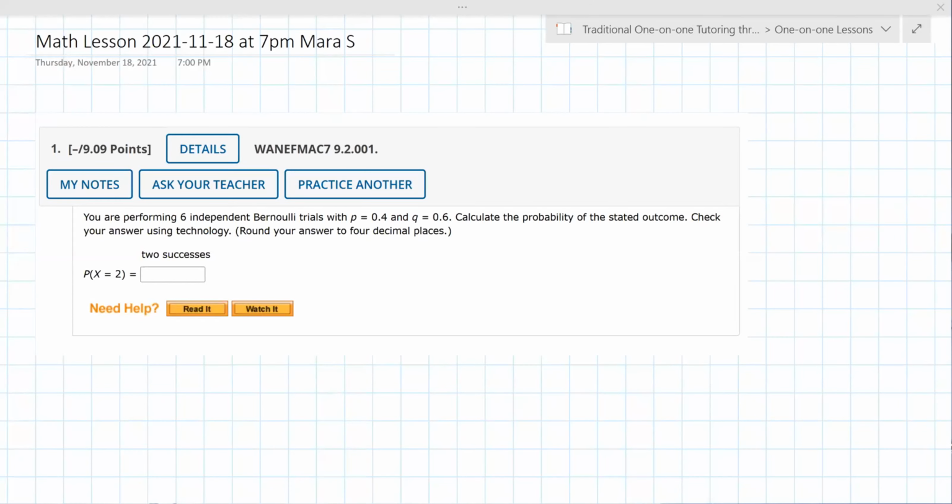Performing 6 trials where the probability of success, that's what P is, 0.4. Calculate the probability of 2 successes.